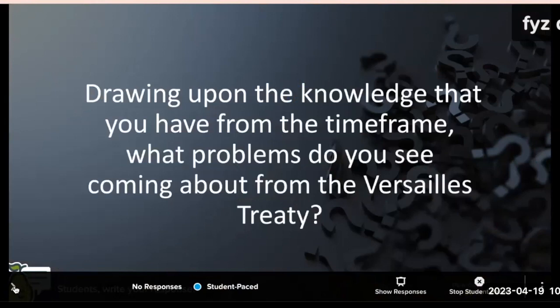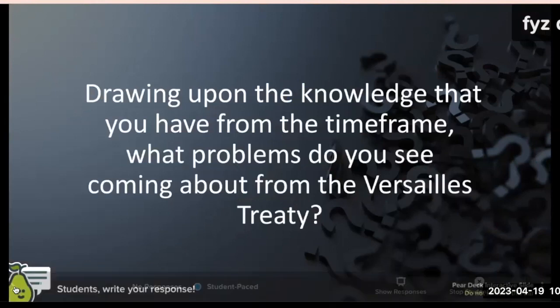So now, drawing upon the knowledge that you have from the time frame, from period 4, the 1900s and onwards, what problems do you see coming about because of the Versailles Treaty? What issues are going to culminate from this treaty that lead directly to World War II? So I'll give you a moment to think about that question and write your response, and then we'll go over it together.